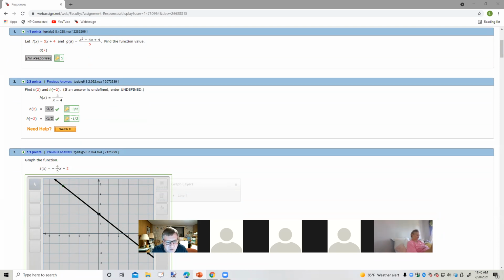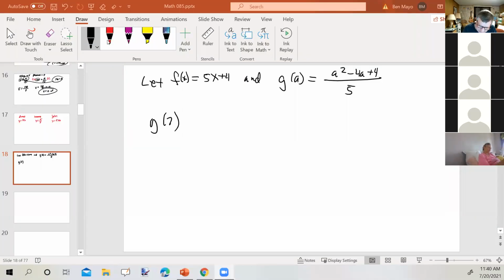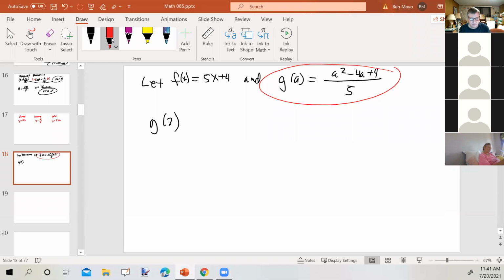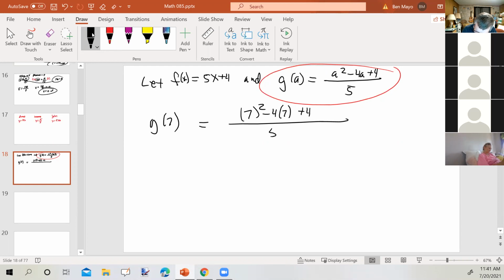No, it's not. Sometimes you have to look at information and figure out what you are going to use in a situation, what you aren't going to use, okay? Since they're asking g of 7, we're going to use the g of a function, not the f of x function, okay? So your first thing is that you've got to choose which thing to use, and that's this one here, okay? So now g of 7 would be 7 squared minus 4 times 7 plus 4 all over 5. I'm not going to use this. If it said find f of something, then I would use that one.